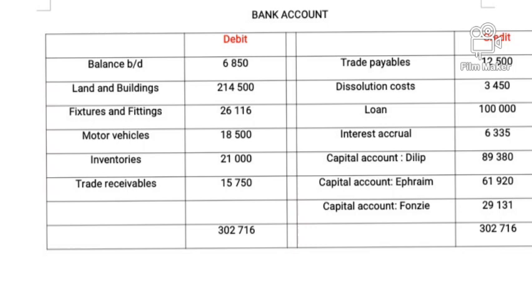So how do you know that you have done all the entries correctly? The bank account under dissolution must balance on both sides. If you add the debit side and the credit side, both totals must agree. The agreement of the two sides is a sign that you have done the entries correctly. So this brings to the end of today's lesson.